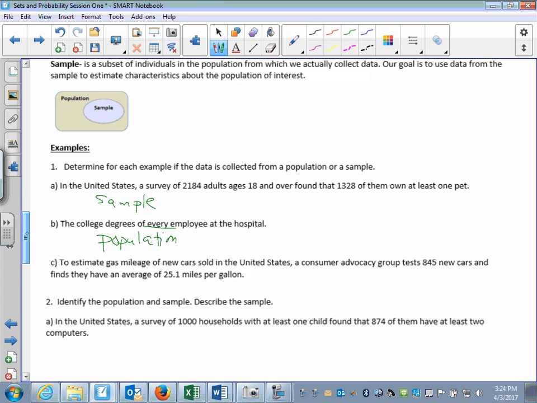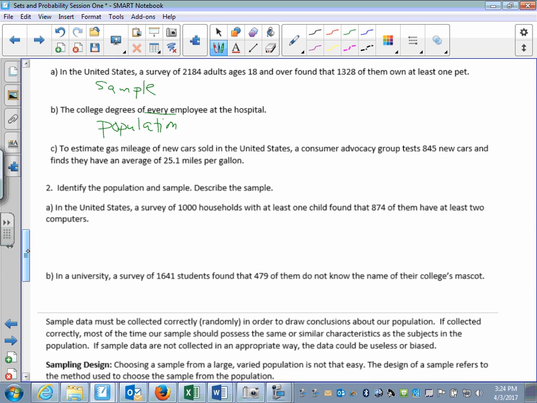C, to estimate the gas mileage of new cars sold in the United States, the Consumer Advocacy Group tests 845 new cars and finds they have an average of 25.1 miles per gallon. This would be a sample. There's certainly more than 845 new cars.